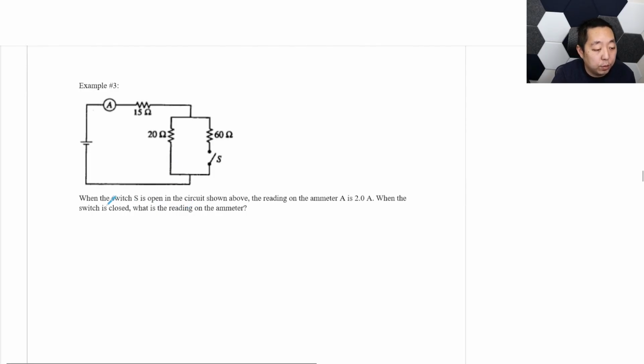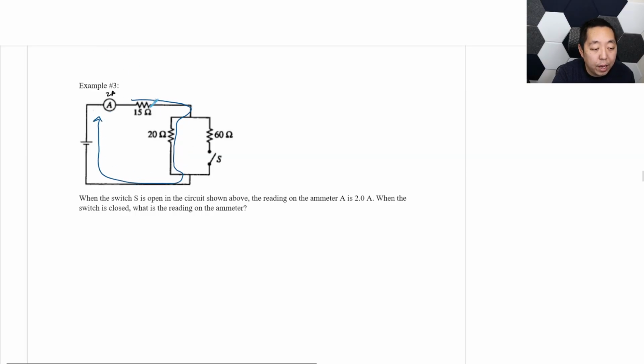Okay. Example 3. When the switch is open, the circuit is shown above. The reading on the ammeter is 2 amps. So we have 2 amps while it's open. When the switch is closed, what's the reading on the ammeter? So what we don't know is the voltage, but we do know the 2 amps. How is the current flowing? Well, when this switch is open, the current can't flow through an open circuit, so it goes like this. This is the current, right?